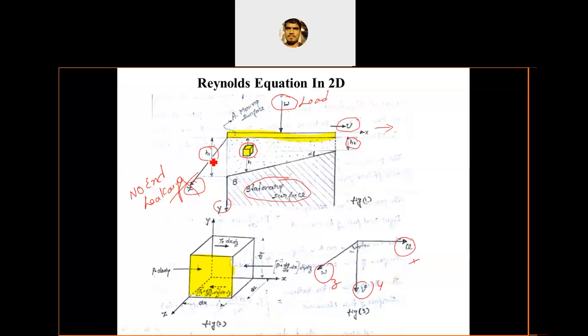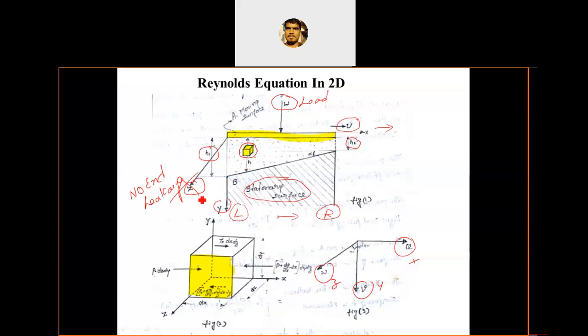Therefore, the pressure forces acting on the top and bottom faces of the element are also in equilibrium. Whatever the pressure in the top, it is the same in the bottom. But the pressure on the right and left is different, which causes the flow from left to right, because the pressure is more on the left side and less on the right side. The pressure in the top and bottom is constant.